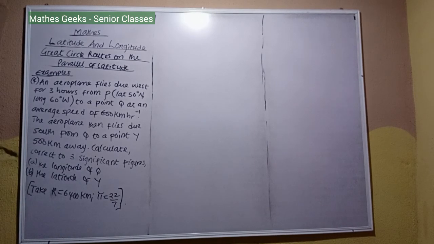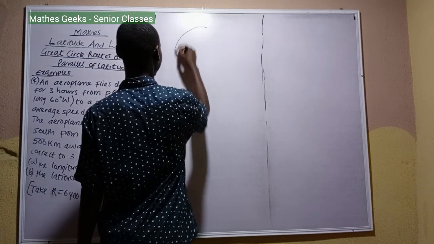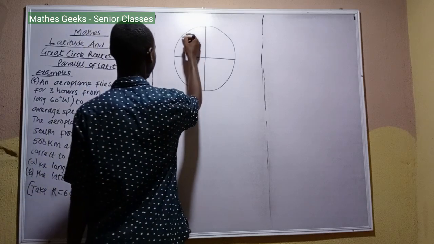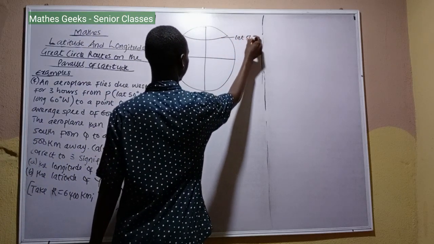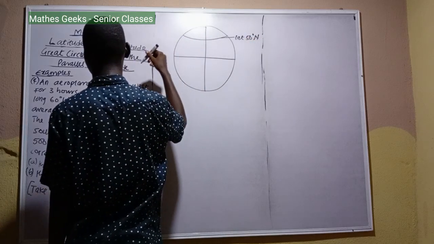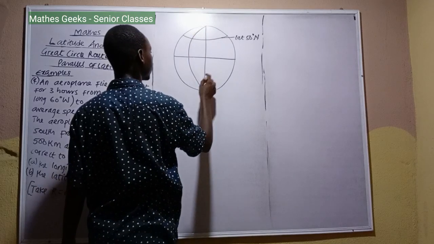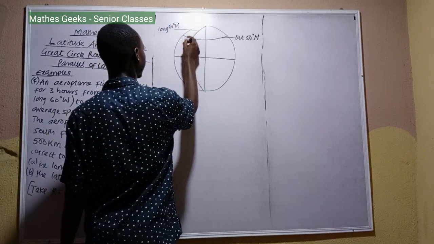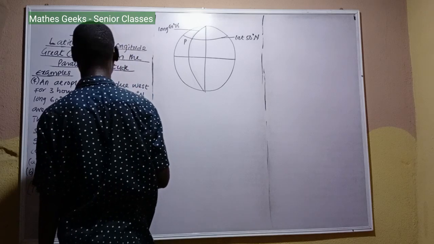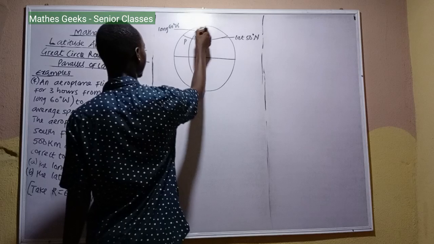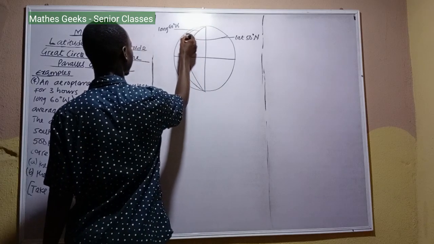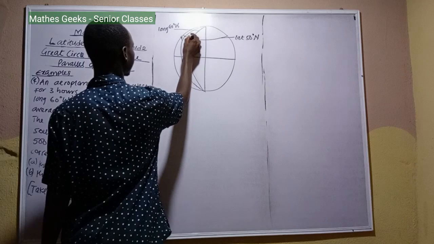An airplane flies due west for 3 hours from P, latitude 50 degrees north, longitude 60 degrees west, to a point Q at an average speed of 600 kilometers per hour. So P is at latitude 50 degrees north and longitude 60 degrees west. This is the flight from P to Q.